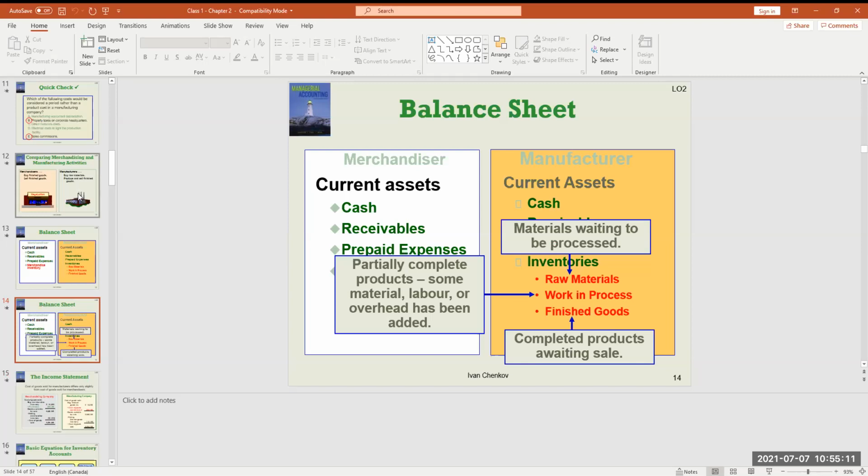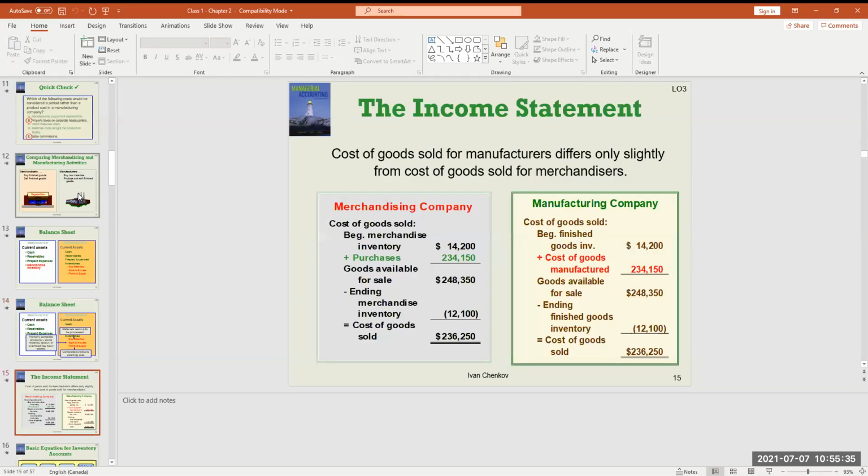Again, raw material will be the materials which are waiting to be put into production. Second one will be work in process, which will be anything which is at the stage of production, but is not completed yet. And the last one is the finished goods or completed goods, which are waiting to be sold. For that reason, we're going to have a different format of the income statement or calculation of the cost of goods sold.